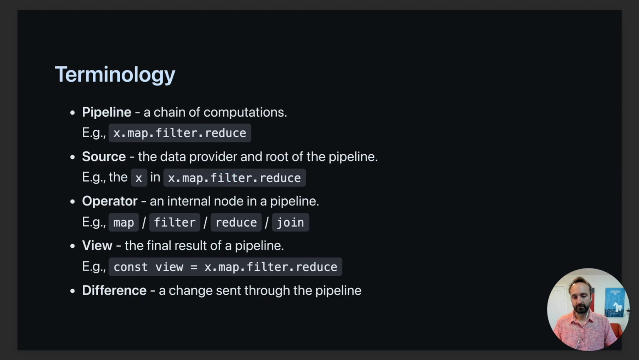And a difference is a change that's sent through the pipeline. So in normal JavaScript, you call map, it creates a copy of the array, sends it to the filter step, which creates a copy of the array and sends it to the reduce step. In IVM, rather than sending copies of the array, x is sending difference events to map, map is sending difference events to filter, filter is sending difference events to reduce. So as something is added to your source, a new difference event representing that add is sent, and everybody just operates on the single difference event that represents the modification.